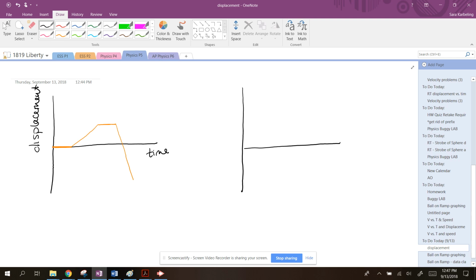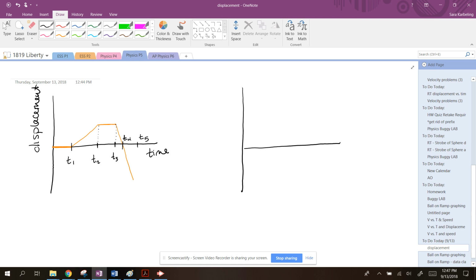Now, this is what I'd like you to do. On your displacement versus time graph, I want you to mark some certain times here. I'm going to call this one T1, this T2, T3, T4, and T5. And I'm just doing that so I have a nice reference.